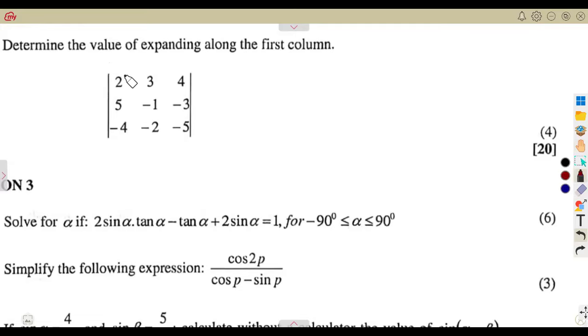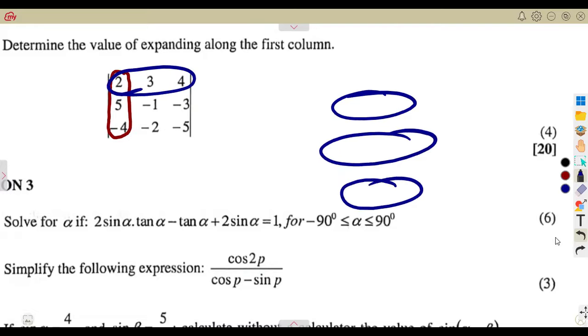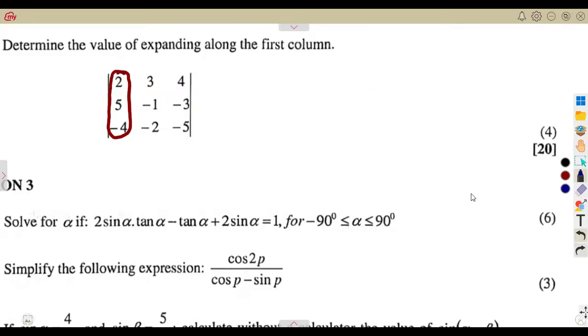This one. This is our first column. That's a column. The row is this one. That's a row. These are rows. So if they say the first row, you're going to use this one. But they need the first column.